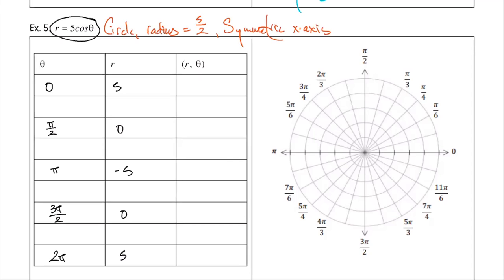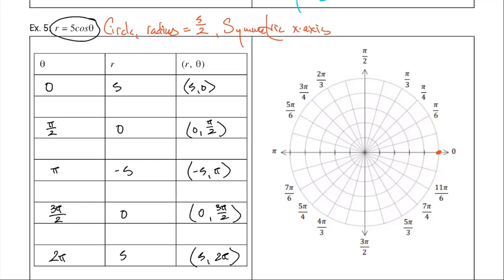So let's write out these coordinates to kind of see what we have. So we have 5, 0. We have 0, pi over 2, -5, pi, 0, comma 3 pi over 2, and 5, comma 2 pi. All right, and I'm going to plot these on the grid and kind of see where we're at. So 5, comma 0 is 1, 2, 3, 4, 5. That's the first point. Okay.